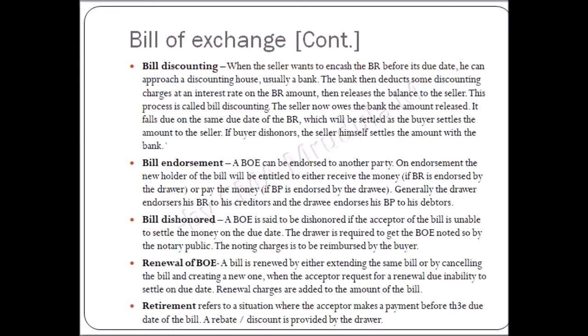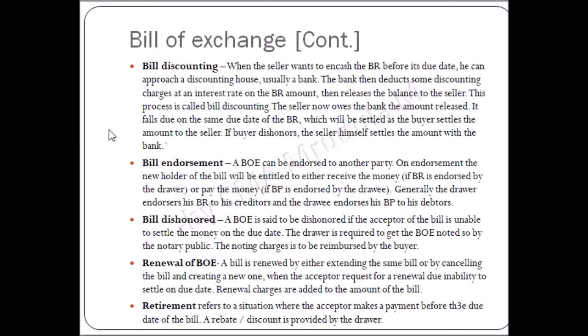Let us understand some important terms that are used in this chapter. Bill discounting. What does bill discounting mean? On creation of a bill of exchange by the seller, if the seller is in dire need of funds, the same bill of exchange can be encashed from a bank. This process is called bill discounting.